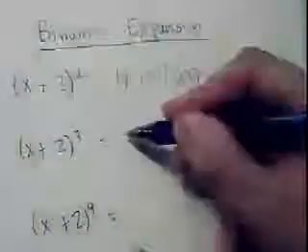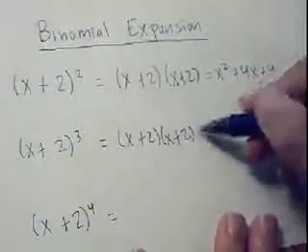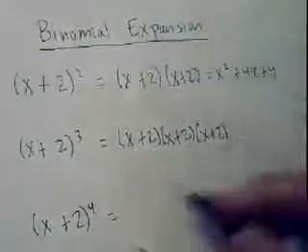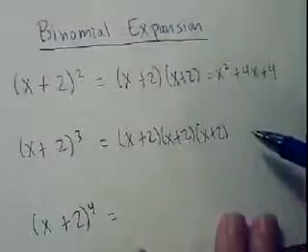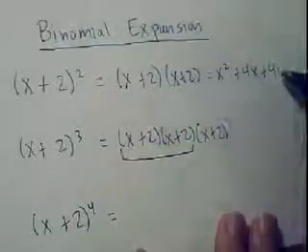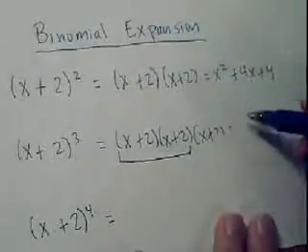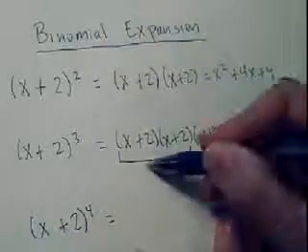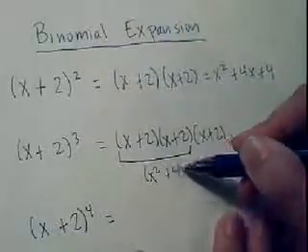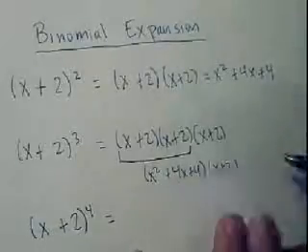If it was x plus 2 to the third, we could write out x plus 2 times x plus 2 times x plus 2. We write that out 3 times. You would first FOIL two of these, which we know is x squared plus 4x plus 4, and then also multiply this x plus 2 to that value. So it would be x squared plus 4x plus 4 times x plus 2. You'd have to distribute everything.